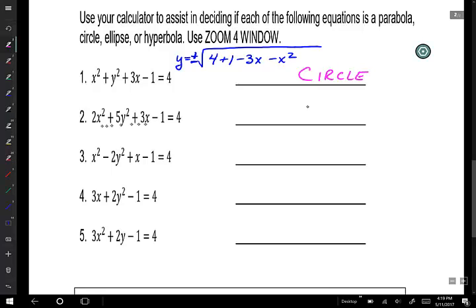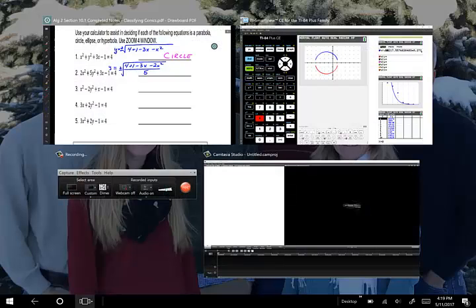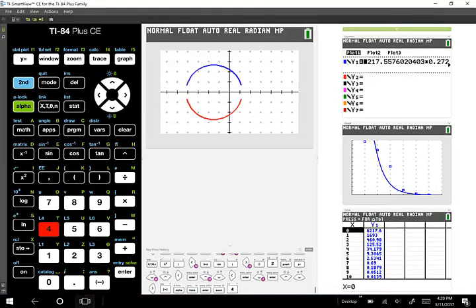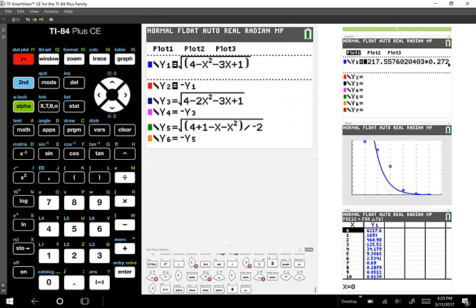Now let's take a look at our second equation. We need to solve this second equation for y. So we're going to have the 4 plus the 1 minus the 3x minus the 2x squared. We're going to divide all that by 5, and we're going to take the square root, realizing we have plus or minus, and that's going to be y equals. So let's plug that into our equation. And once again, I've done these in advance. So we're going to go back to our y equals.